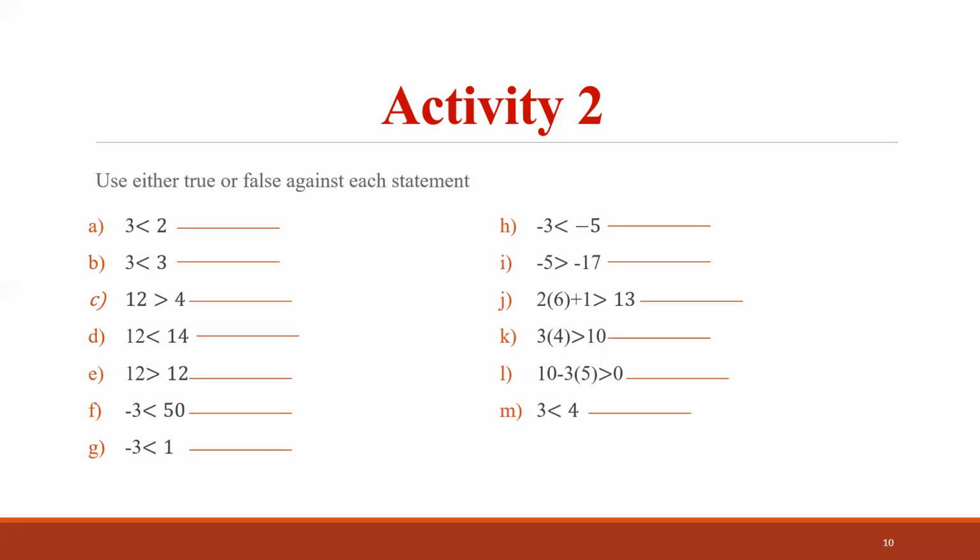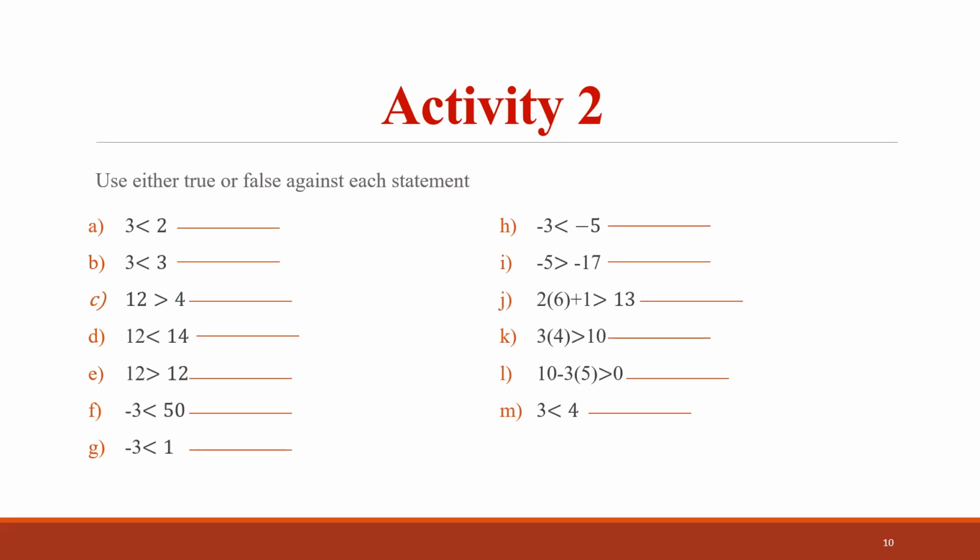I was trying to go through those who have submitted, and the Angel, is Angel there? Angel, please unmute yourself and go on with part L and M. Part L, is it true or false? L is true. What makes it true? When you work out 10 minus 3, it gives you 7. Then when you get 7 and multiply it times 5, it gives you 35, which is greater than 0.